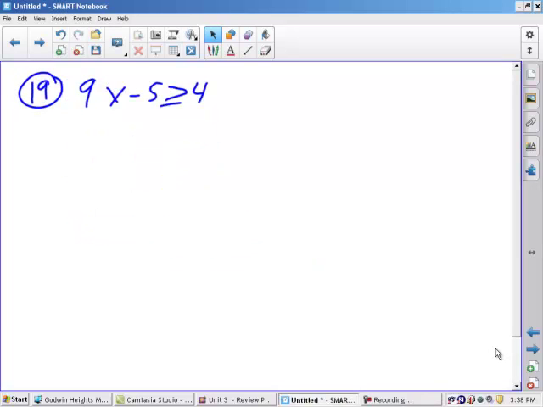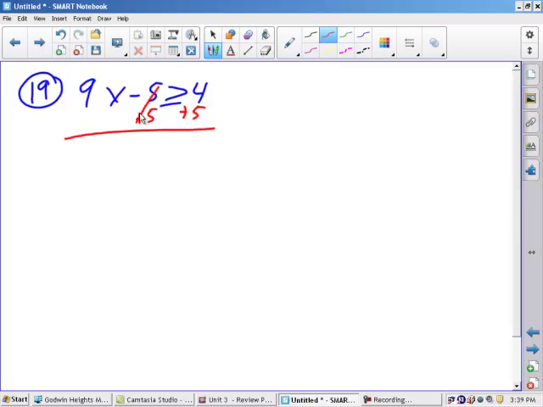Okay, for number 19, you have 9x minus 5 is greater than or equal to 4. It says in set builder notation, how do you write the solutions of the inequality? First of all, you've got to go ahead and solve it. So I have to add 5 to both sides. This should be automatic by now.